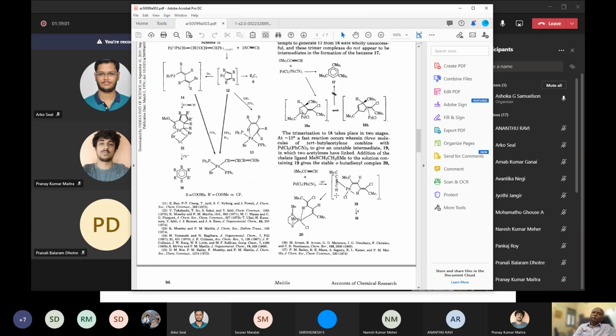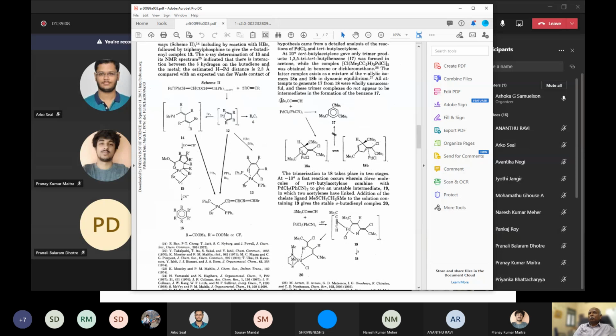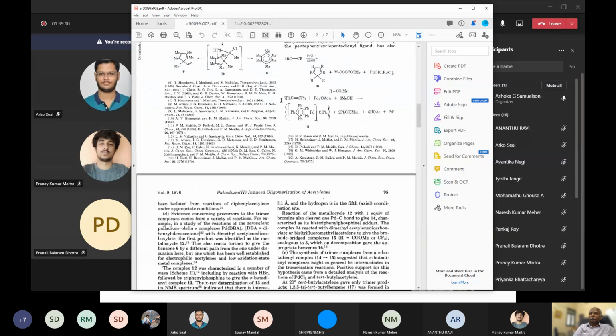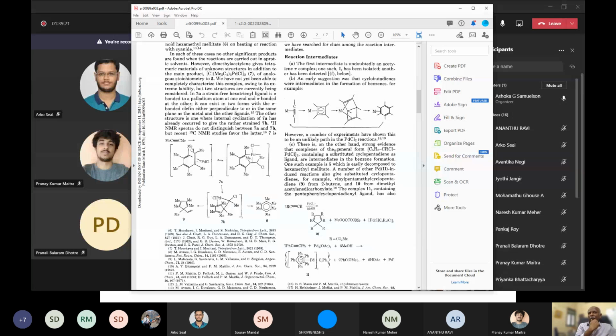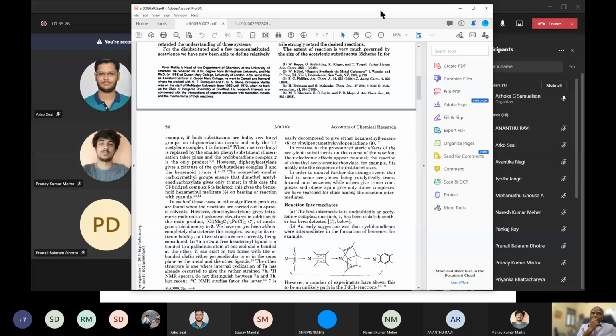It could be a chloride, it could be an alkyl group which can migrate also. There is no restriction on that. In fact, if you did the reaction with methanol, you ended up with a methoxide coordinated species and so on. Okay, any other question?